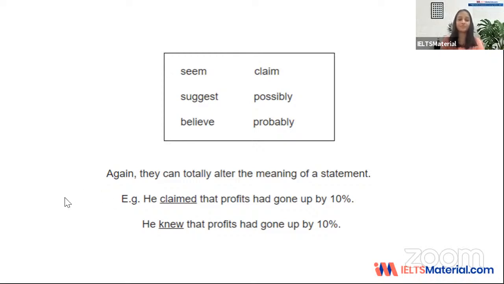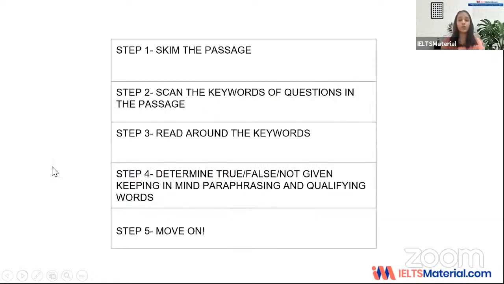Let me know. Yes, right, Ramandeep, right.